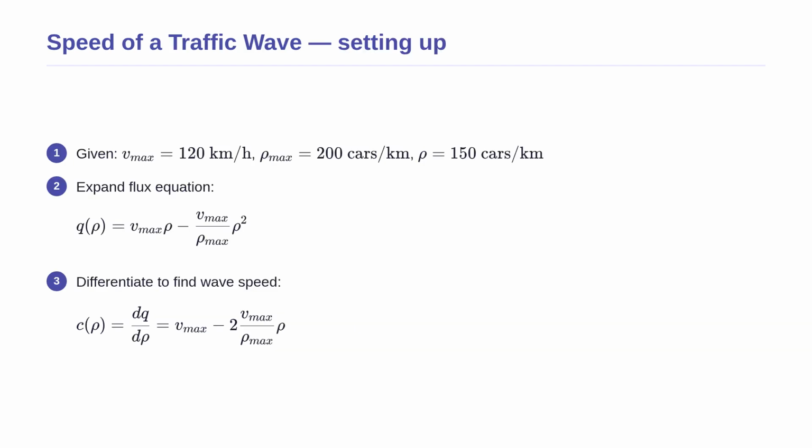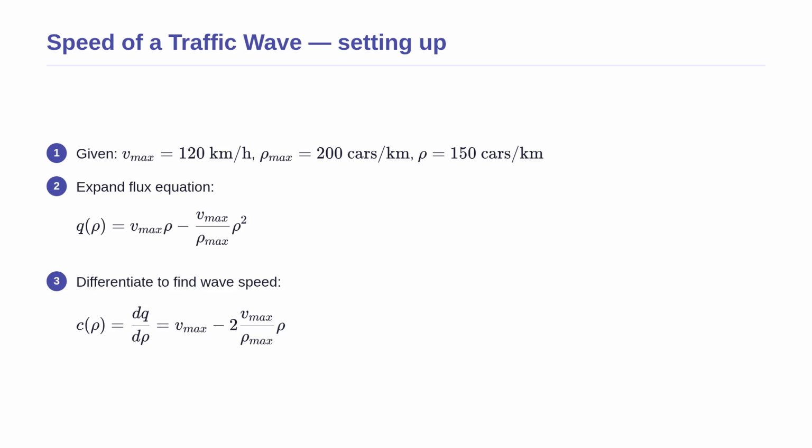Before we move on, let us see this with a concrete example. Imagine a major highway with a maximum speed limit of 120 km per hour and a jam density of 200 cars per kilometer. During rush hour, the density is 150 cars per kilometer. We want to find the speed and direction of the resulting traffic wave.